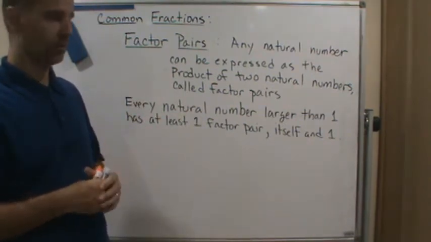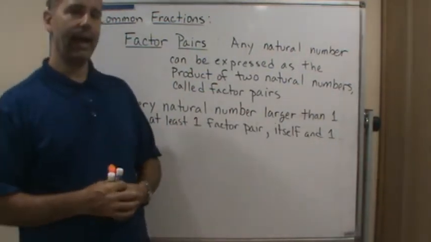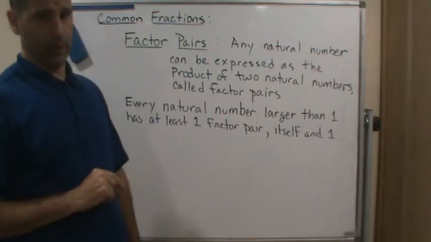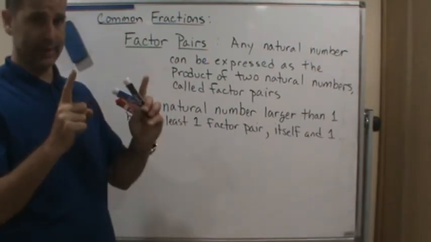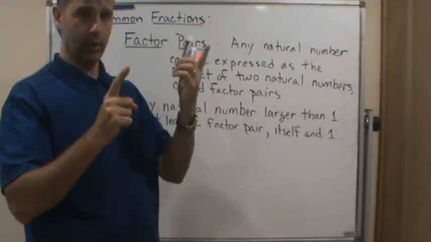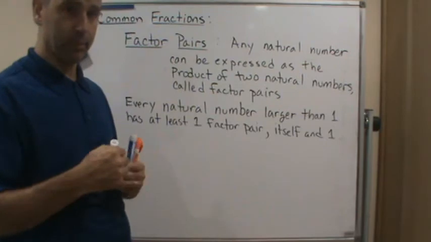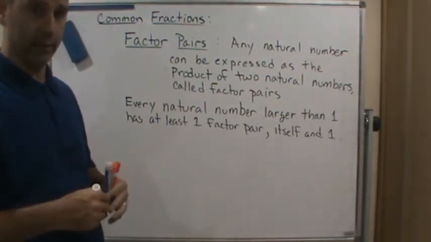Hope that makes sense. Now, every natural number larger than 1 has at least one factor pair: 1 and itself, because 1 times any number will equal that number. So any number can be written as a product of itself and 1.